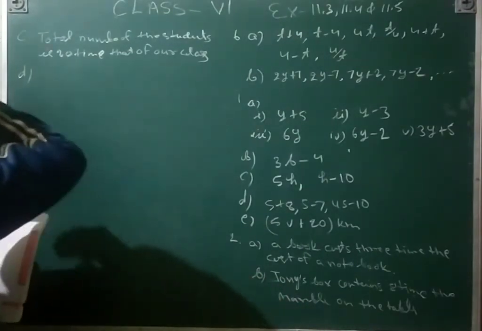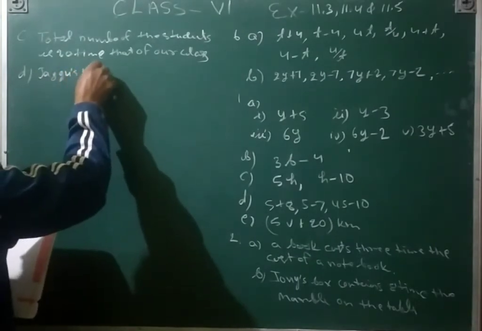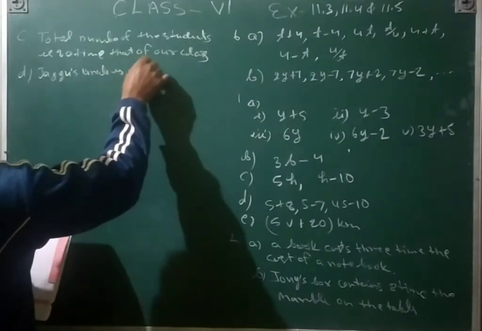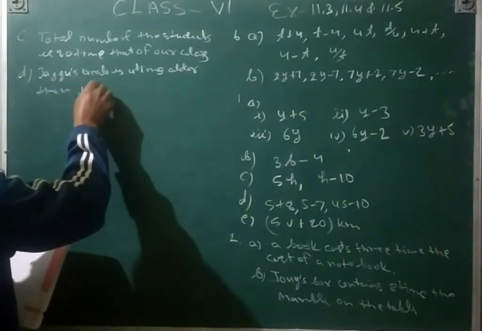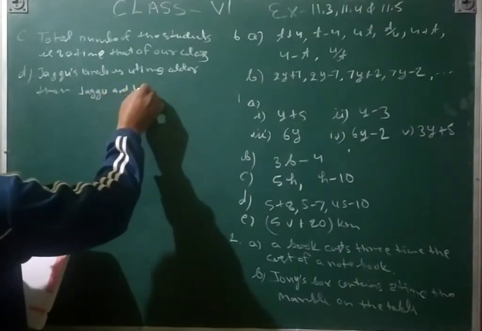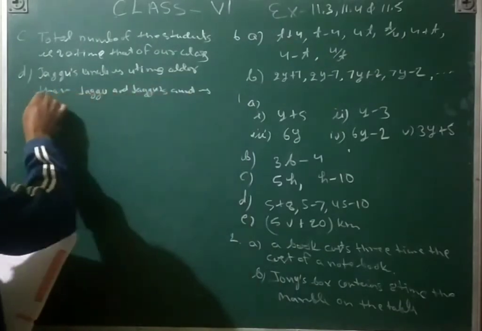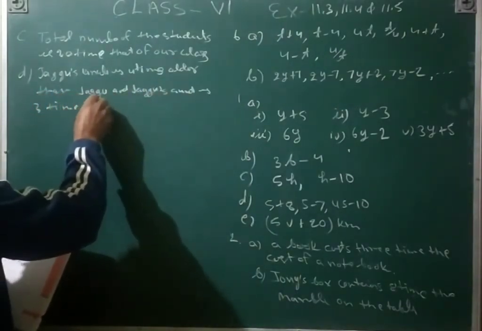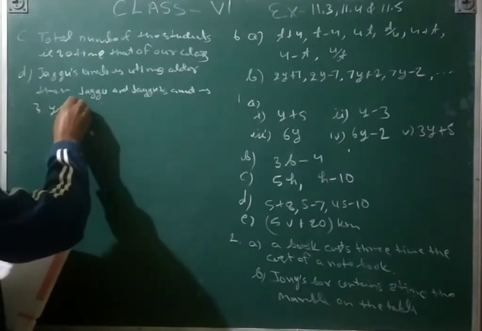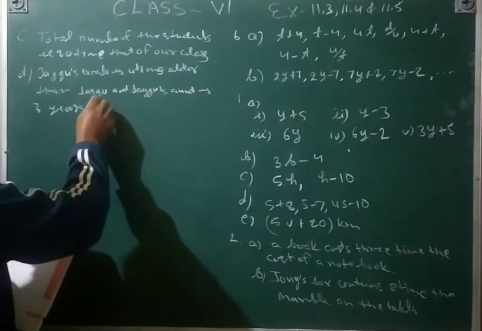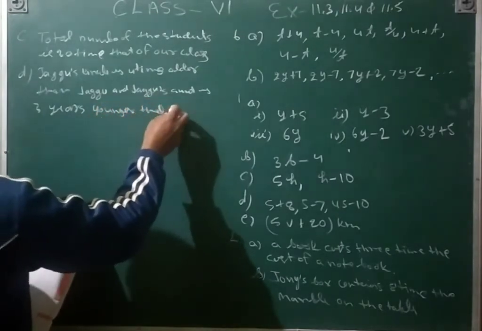The D is Jaggu's uncle is 4 times older than Jaggu, and Jaggu's auntie is 3 years younger than his uncle.